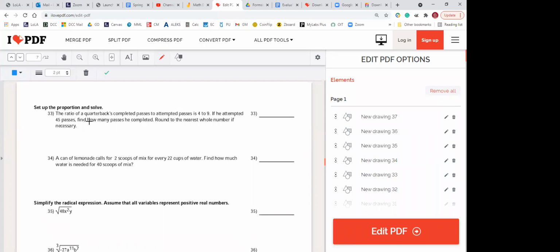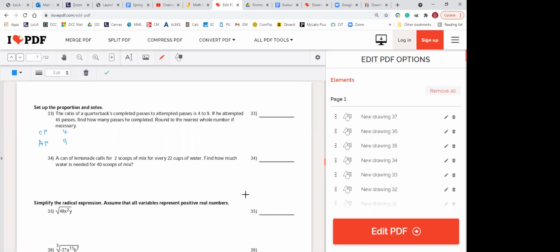Okay, it says the ratio of a quarterback's completed passes to attempted passes is 4 to 9. So in other words, what we're looking at is like this: completed passes over attempted passes. Hold on a second, still not working too well. When I'm talking, I tend to go too fast. So this was the number of attempts, and that's the number of completions.